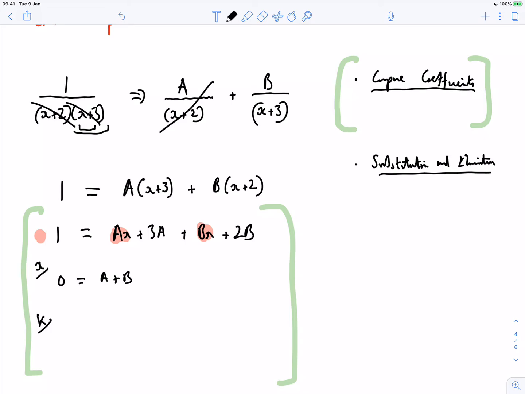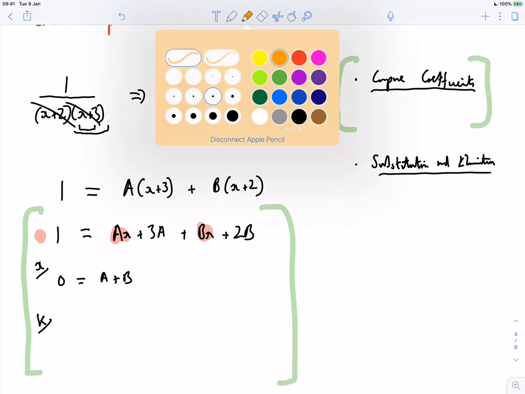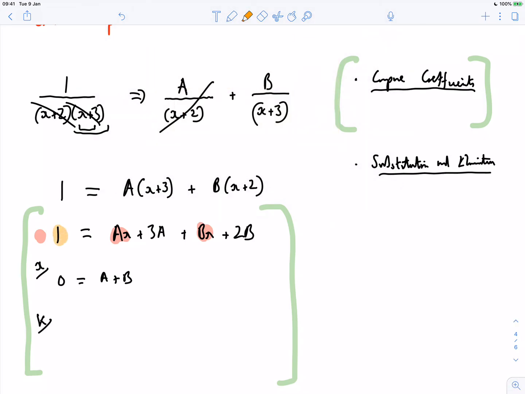Next up, if I compare the constants, which I'll call k, then I've got a 1 on this side and I've got 3a and 2b on this side. So that means that 1 must equal 3a plus 2b. Okay, well, it should be pretty obvious that this is a pair of simultaneous equations to solve.